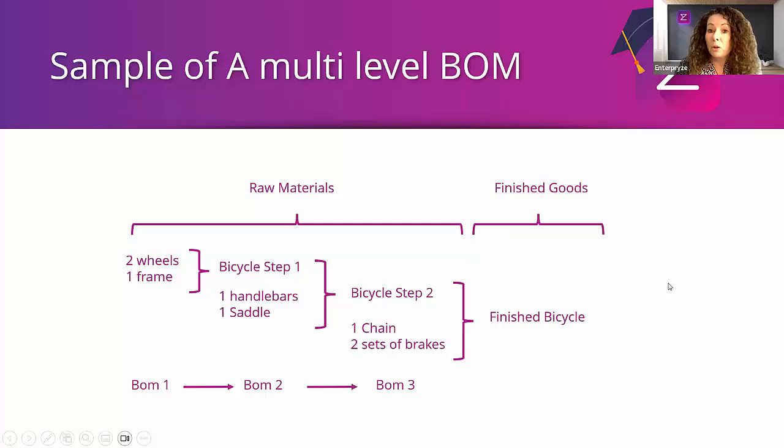What does it look like if this was a multi-level? Can we handle multi-level BOM? Yes, we can. So for example, as you can see here, BOM 1, this might be just part of your production process. BOM 1 is for the wheels and the frame to be brought together. So we might have BOM 1 that details just those two components. BOM 2 might be called bicycle step 1, that brings in the handlebars and the saddle. And then BOM 3 might be the next step that brings in the chain and the set of brakes. And then we have, of course, the finished goods or the finished bike itself.